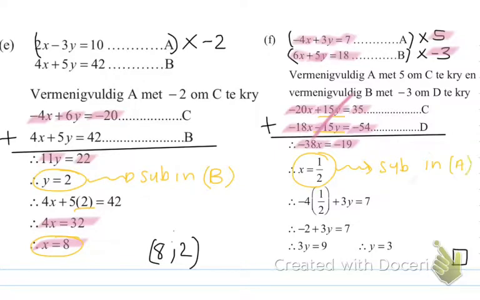I'm going to sub this into equation number A. So it's going to be 4 times a half, because in the place of x I put a half, plus 3y is equal to 7. So 4 times a half is 2, plus 3y is equal to 7. So 3y is equal to 9, and y will be equal to 3. So my coordinates will be a half, 3.